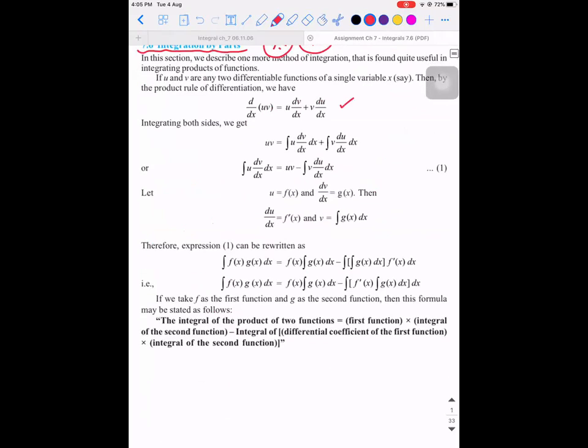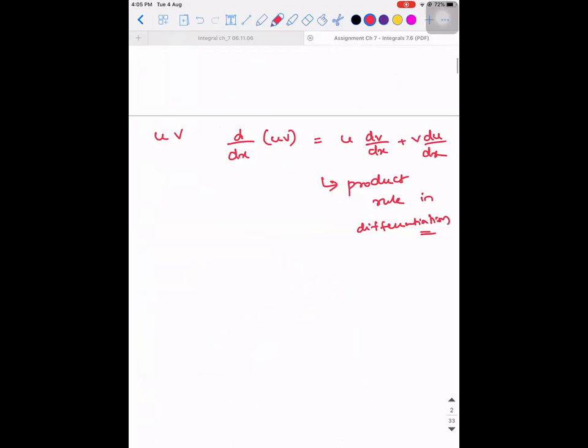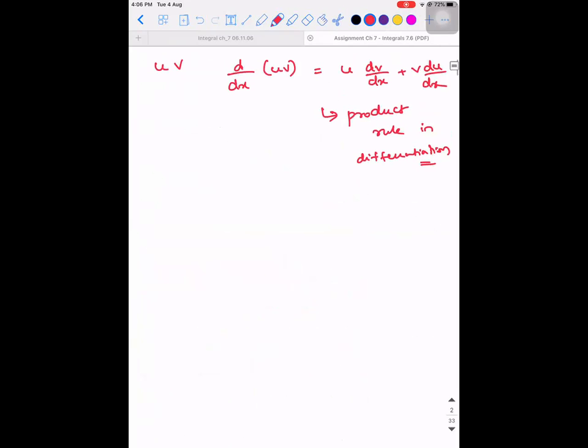See, we know that if u and v are two differentiable functions of a single variable x, then by the product rule of differentiation, what can we say? The derivative of uv with respect to x is given as u into dv by dx plus v into du by dx. Till here it is clear for us. Now the next thing is, we know that differentiation and integration are the reverse process of each other, because integration is also called antiderivative. So we have d/dx of uv is equal to u into dv by dx plus v into du by dx.